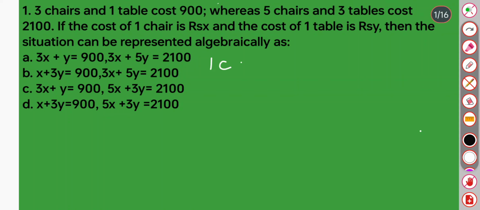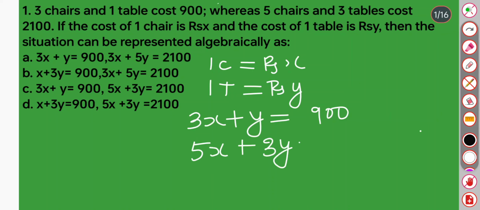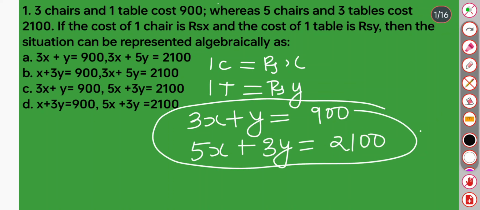If you take one chair equal to rupees X and one table equal to rupees Y, then 3 chairs and one table cost rupees 900. So three chairs means 3x plus one table means y, it costs rupees 900. Similarly in the second case they have bought 5 chairs, so 5x plus 3 tables means 3y, it costs 2100. So this is the required equation. Now see the options, which one is matching. Option C, 3x plus y equal to 900, 5x plus 3y equal to 2100, is matching. That is option C, the correct one.